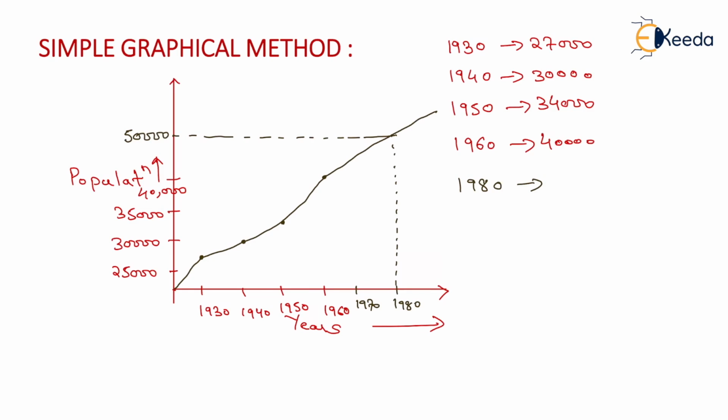Okay, now the population of 1980 will be calculated as almost 50,000, but it will be an approximate method because we have continued the slope of the last point. We don't have enough data to calculate the slope of the remaining portion, so we just carry the slope of the last point. That's why the simple graphical method is an approximate method for population forecasting. That is all about the population forecasting methods. Thank you very much.